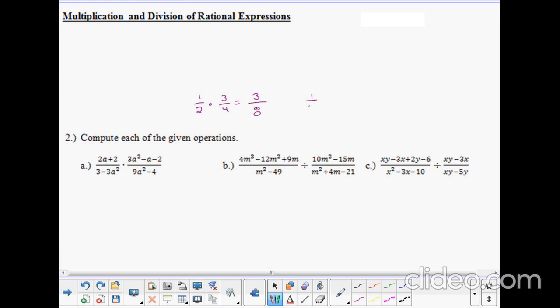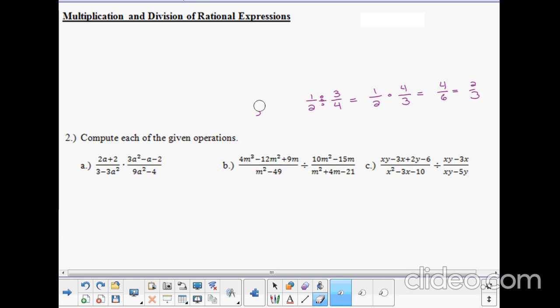Now if I took the same thing and I did 1 over 2 divided by 3 over 4, you should remember that in order to do this, I would essentially flip the fraction, take the reciprocal of the second fraction, and multiply. So this would become 4 over 6, which reduces to 2 over 3. The same thing is going to hold true here for rational expressions.